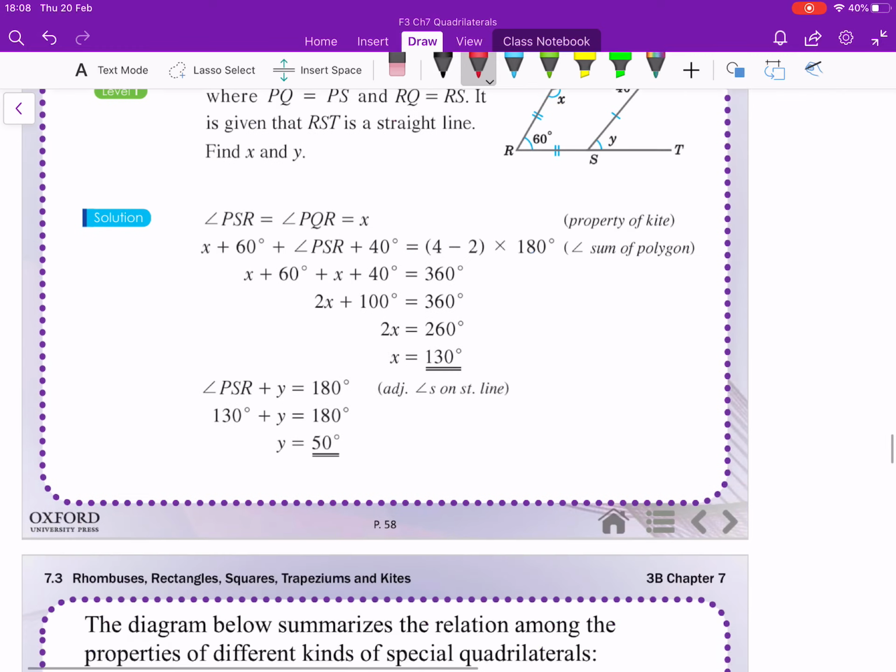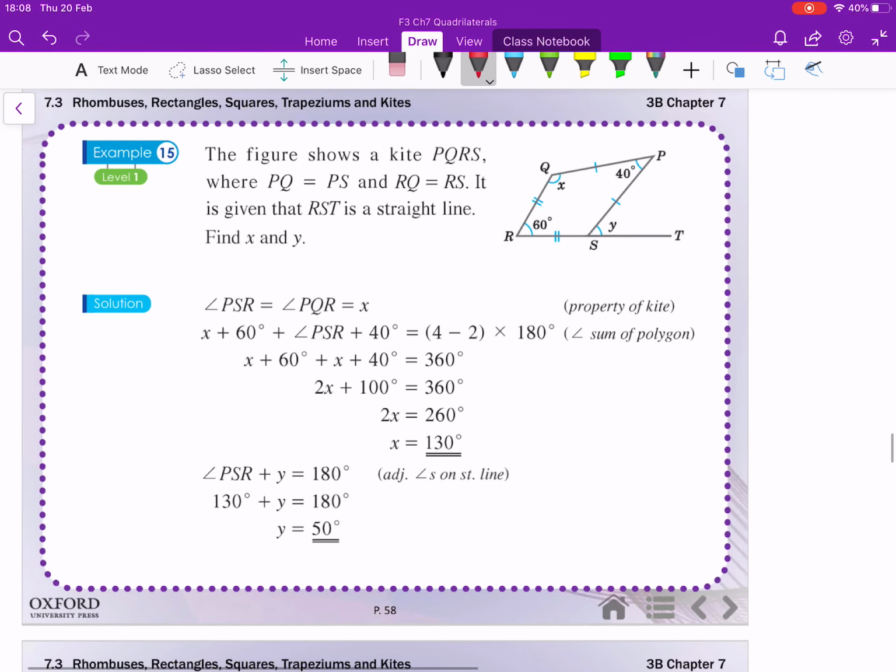So, this should be the last example here. You have the kite here, and it tells you which pairs of sides are equal, and asks you to find out the values of x and y. Okay, this is a kite. So we can see that this angle should equal this angle. Both of them are x. This is by the property of kites.